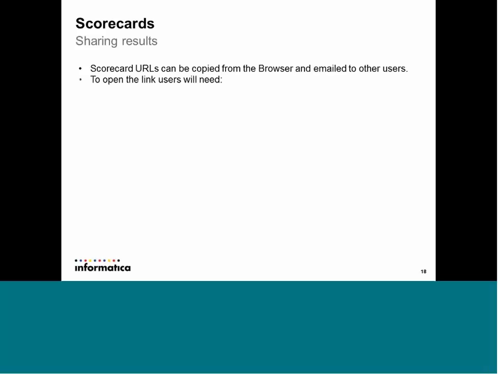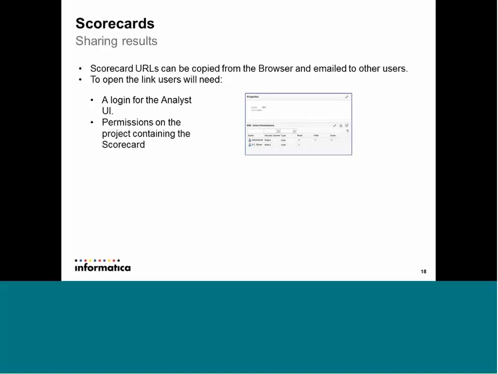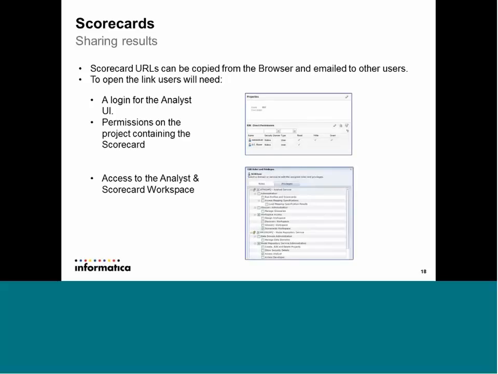In terms of scorecards now, we've run our scorecards, everything's up now. We need to share those results so that people can make decisions on that information. So the scorecard URLs, the simplest way, they can be just copied from the browser and emailed to other users. Literally, you just open them up in the Analyst UI and copy the URL, and you can email that. However, to open that link, users will need a login for the Analyst UI. They'll also need permissions on the project containing the scorecard, and they will need access to the Analyst and Scorecard workspace. So there are some prerequisites that are required there.